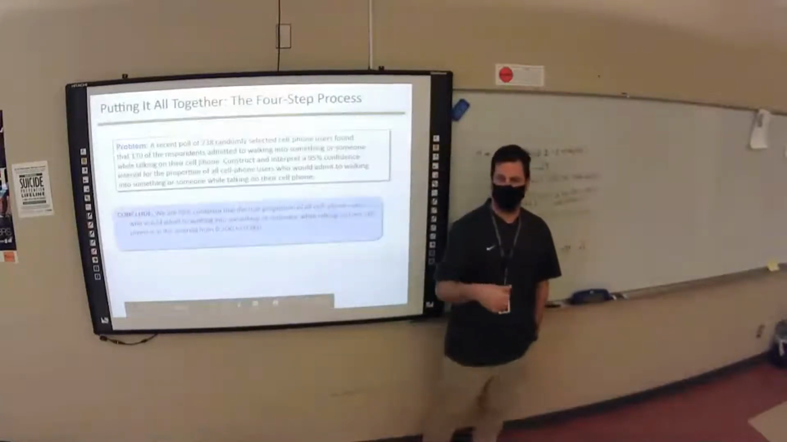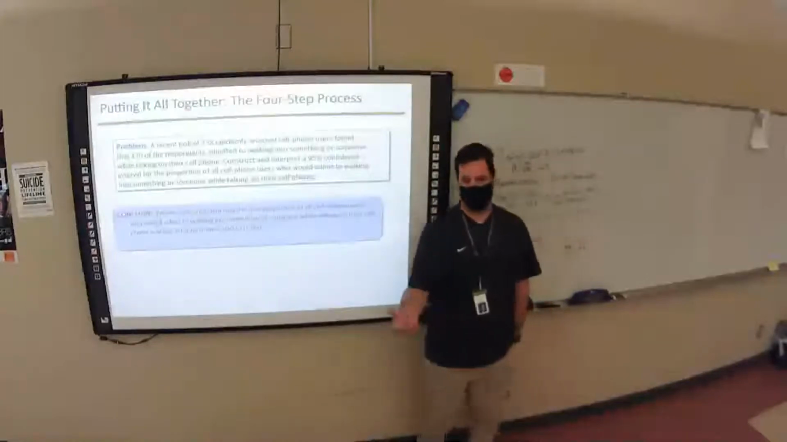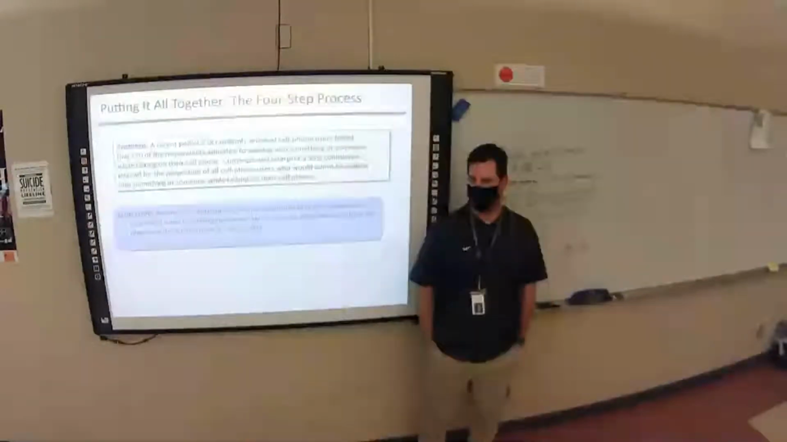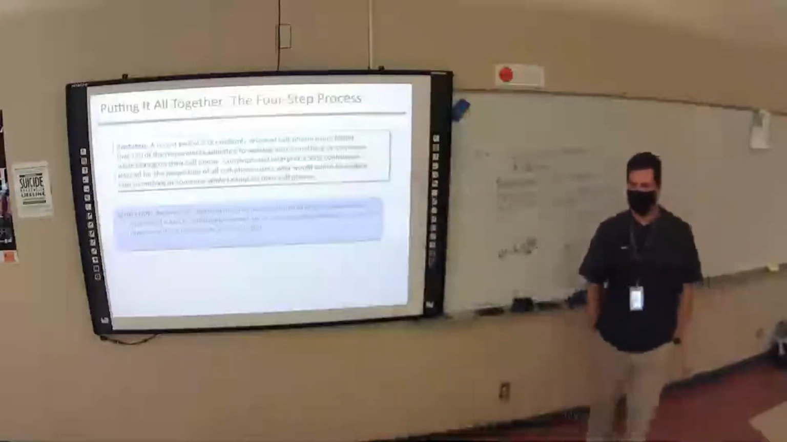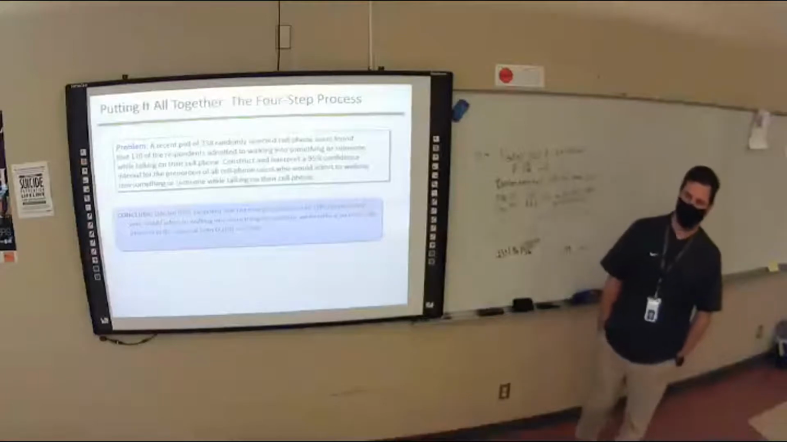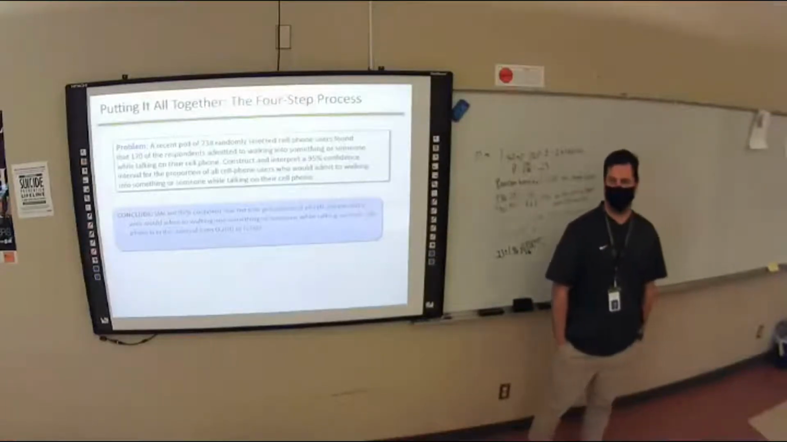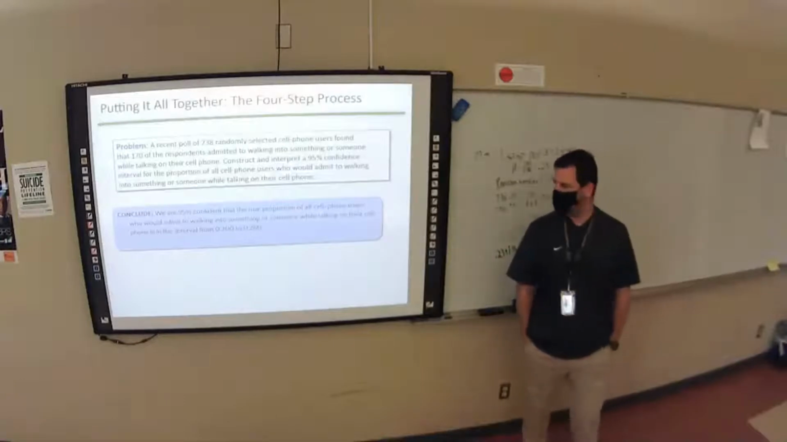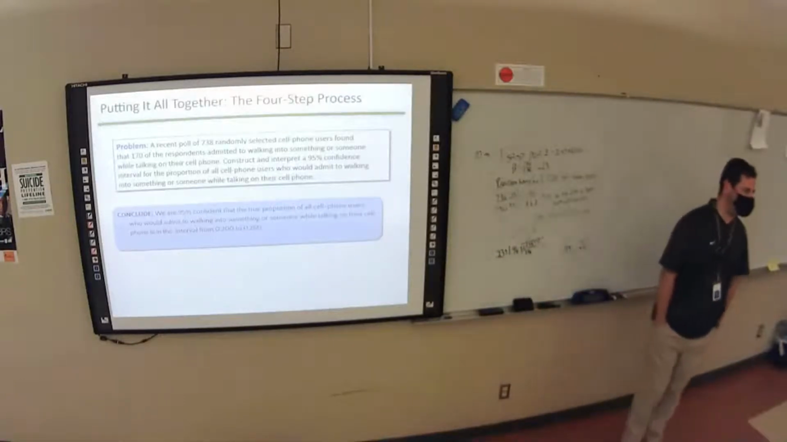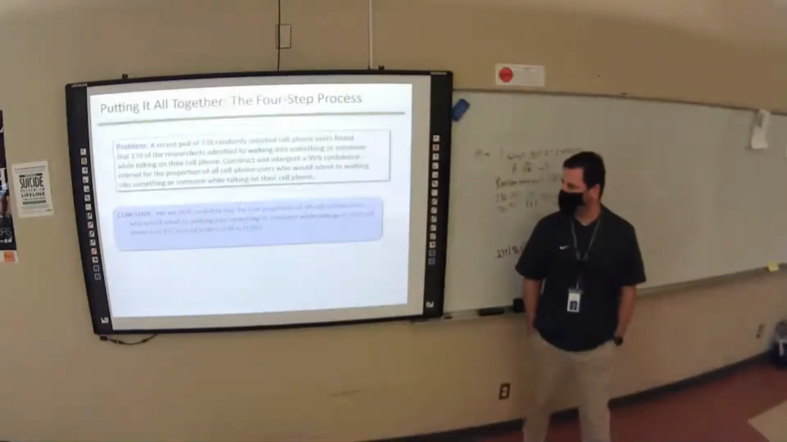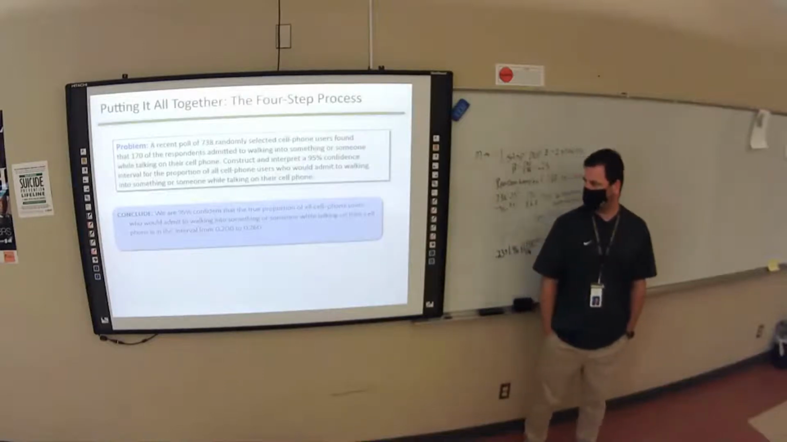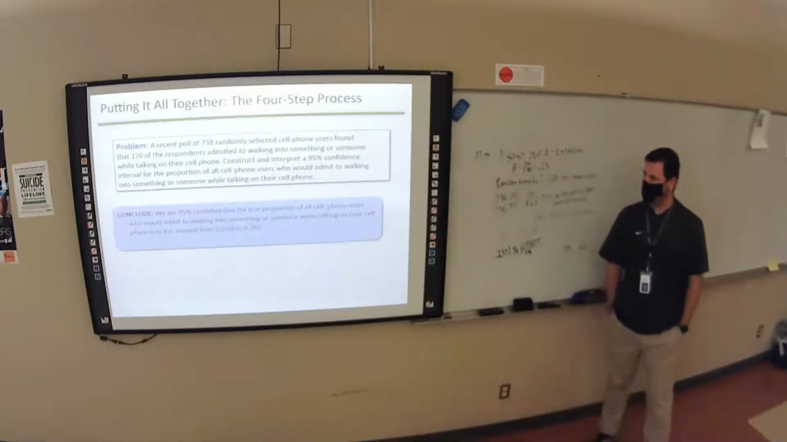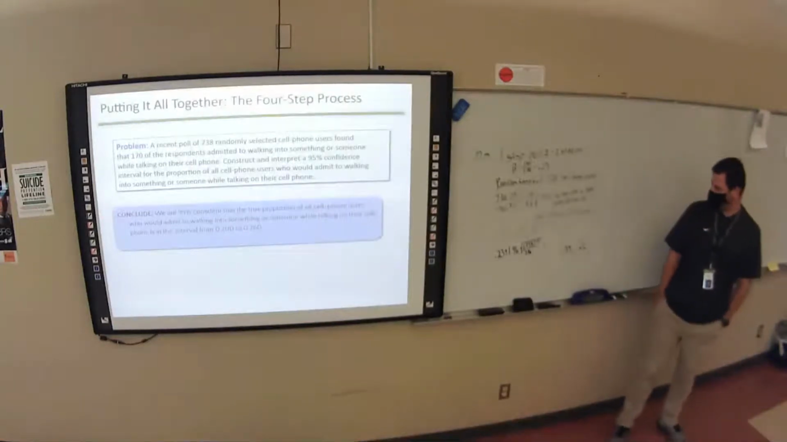We are 95% confident that the true proportion, you must mention the word true or the word population, we are 95% confident that the population proportion of cell phone users who would admit to walking into something or someone while talking on their cell phone, that's the context, it must be in context, will be in the interval 0.20 to 0.26.